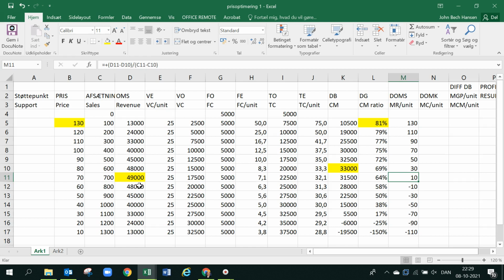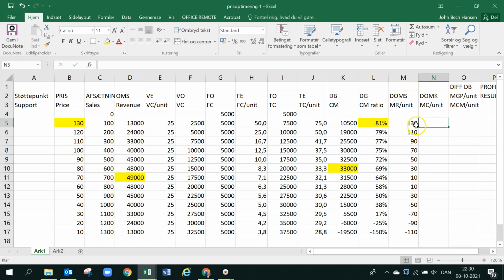But from the 700 here, the extra 100 I'm selling, I get an extra 7,000. But 7,000 minus 6,000 is an extra 1,000. So that gives me an extra 10.